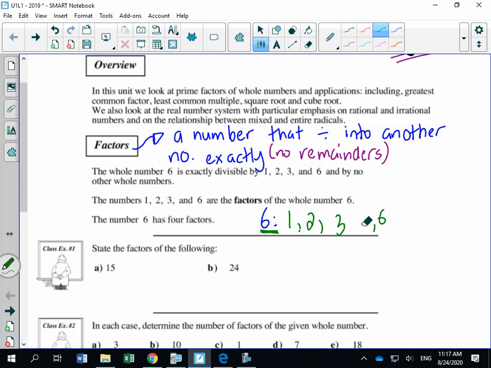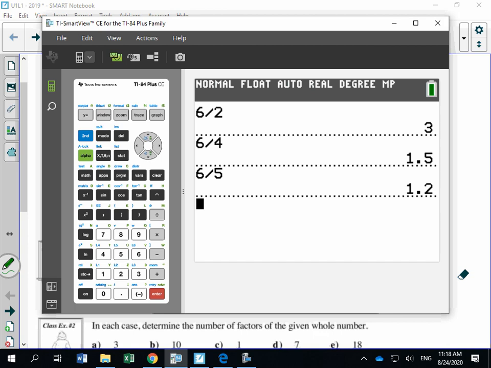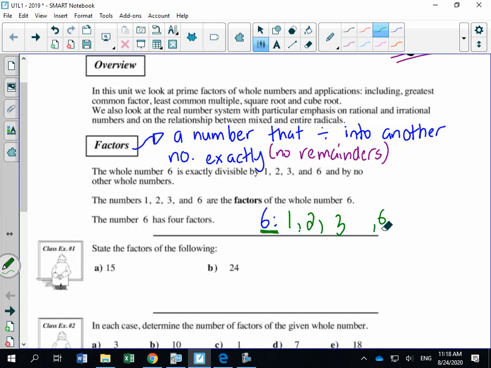Now, I could check 4 and 5. Is 6 divisible by 4 or 5? They are not. 6 divided by 4 does not go in evenly, and neither does 6 divided by 5. So 4 and 5 are not factors of 6. There are 4 factors of 6: 1, 2, 3, and 6.